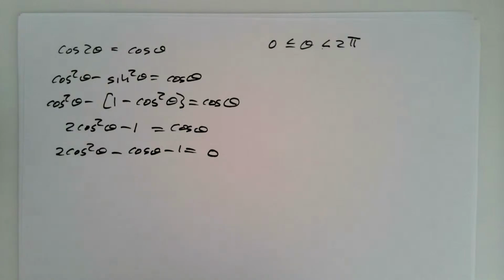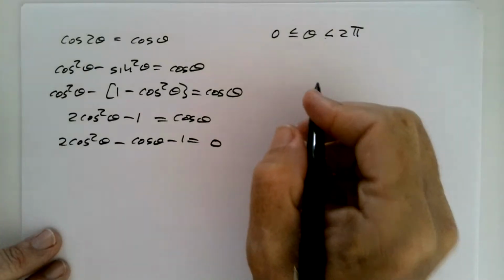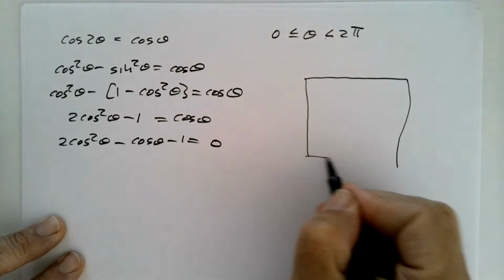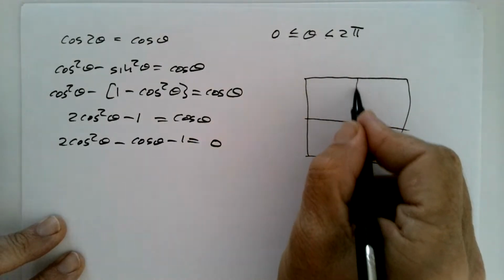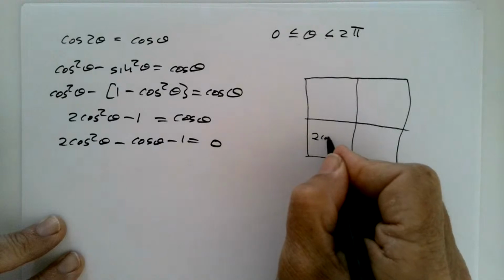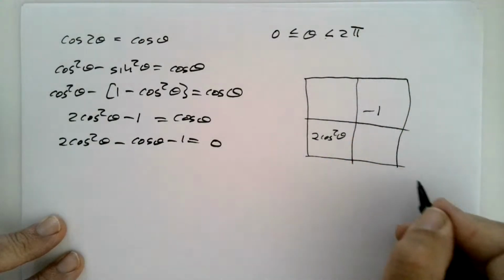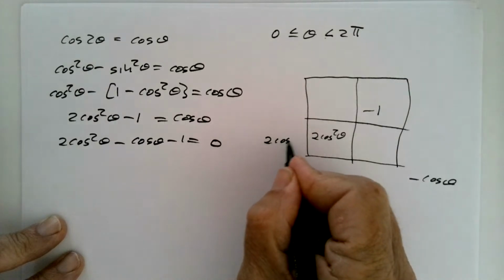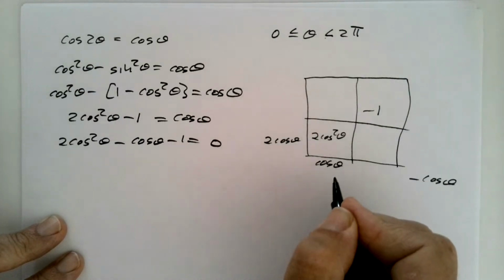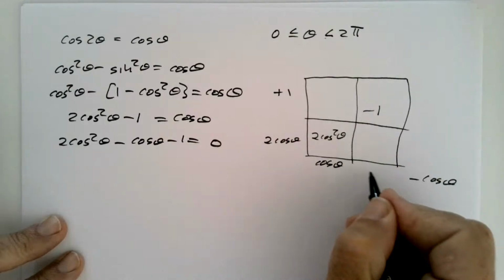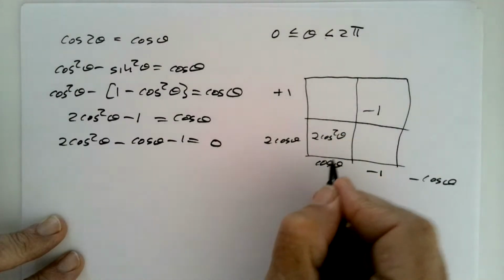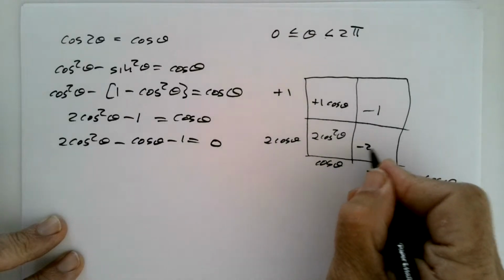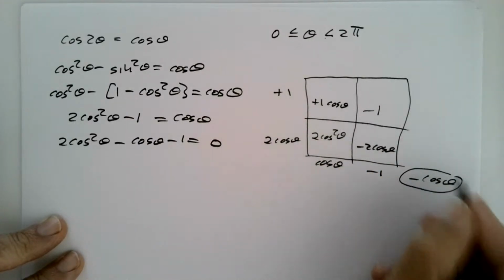And this is going to require us to factor. So let's do that. Let's factor 2 cos squared theta here, minus 1 here, negative cos theta there. So we get 2 cos theta times cos theta to give me 2 cos squared theta. Let's try a plus 1 here and a minus 1 here, see if that works. 1 times cos theta is positive 1 cos theta. Negative 1 times 2 cos theta is negative 2 cos theta. Sure enough, that's negative cos theta.